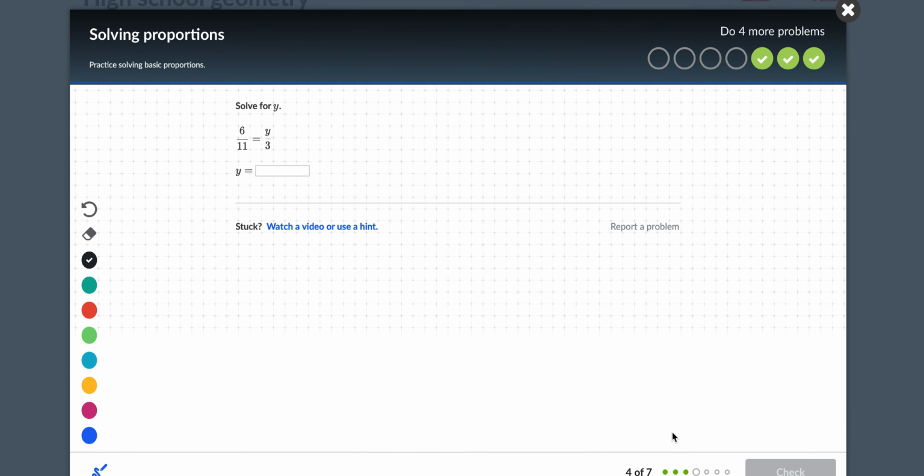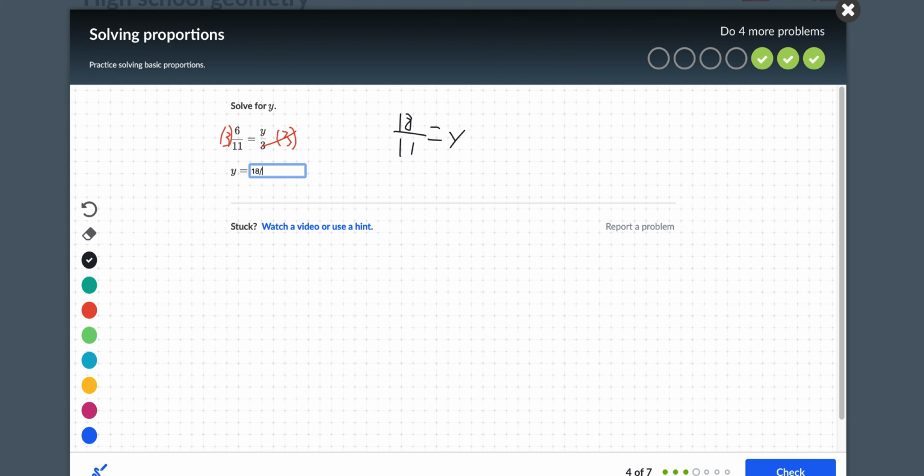Alrighty, last one. So this is one of the simpler ones. All you have to do is multiply it by 3 on each side, so that you can cancel out y. And now you get 18 over 11 equals y. And we can actually just stop there because that's our answer.